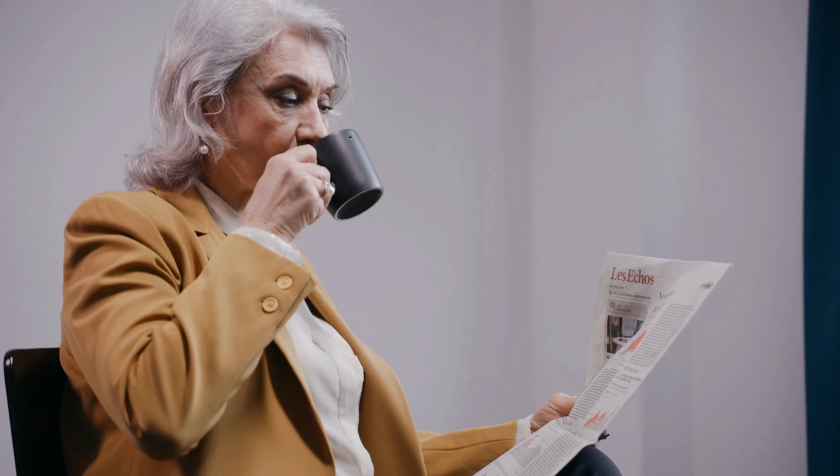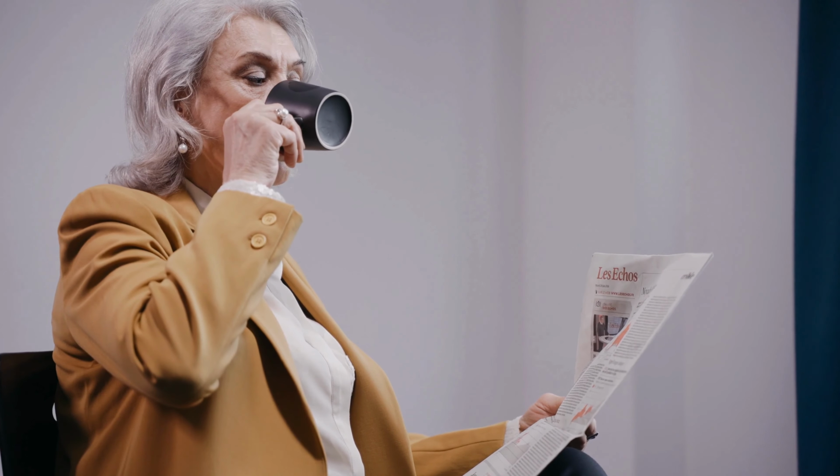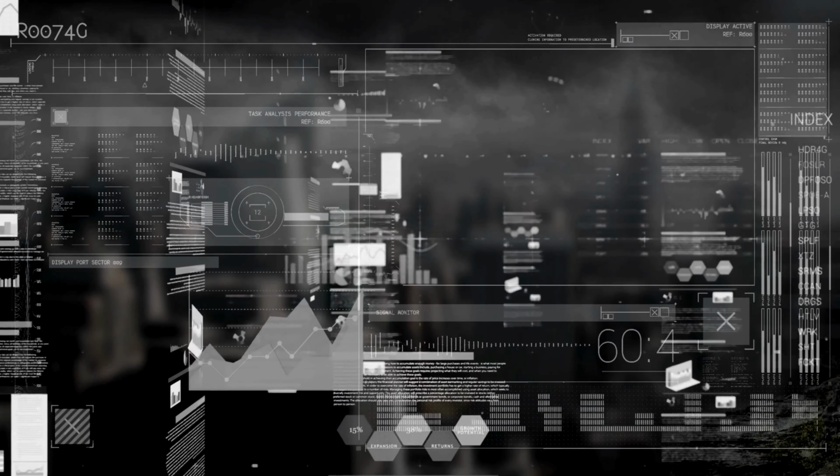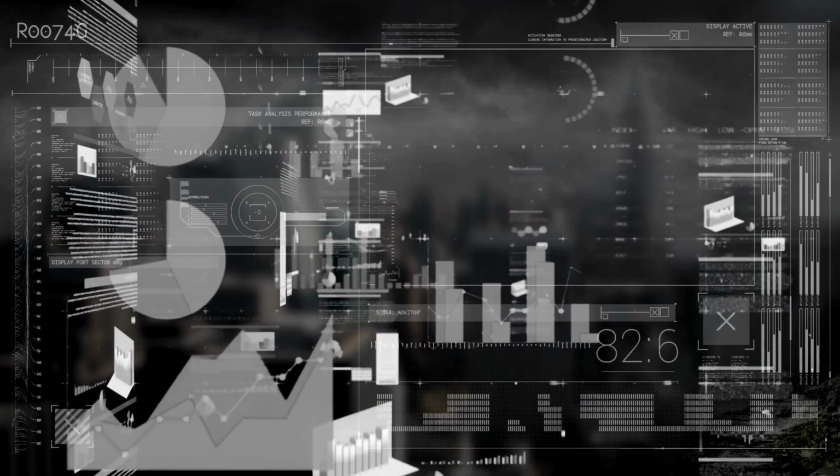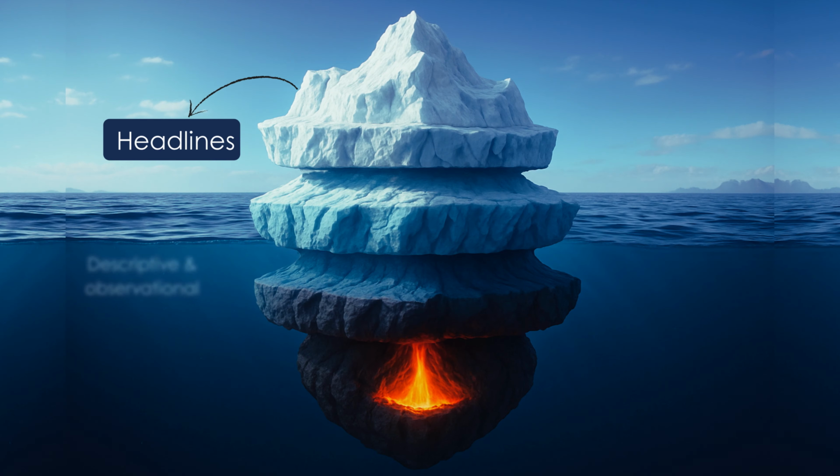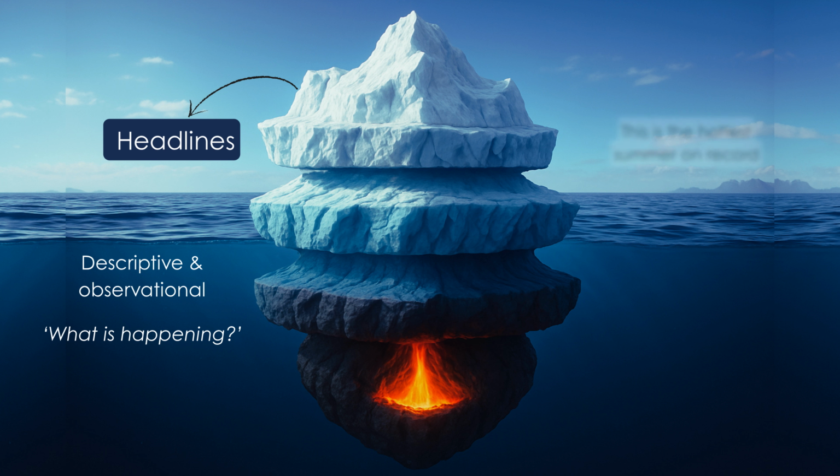Headlines. Discussion of issues at the level of newspaper headlines. Face value interpretations. You could call them hot takes. They may make use of statistics without context. This level is descriptive and observational. It might answer, what's happening? An example could be, this is the hottest summer on record.